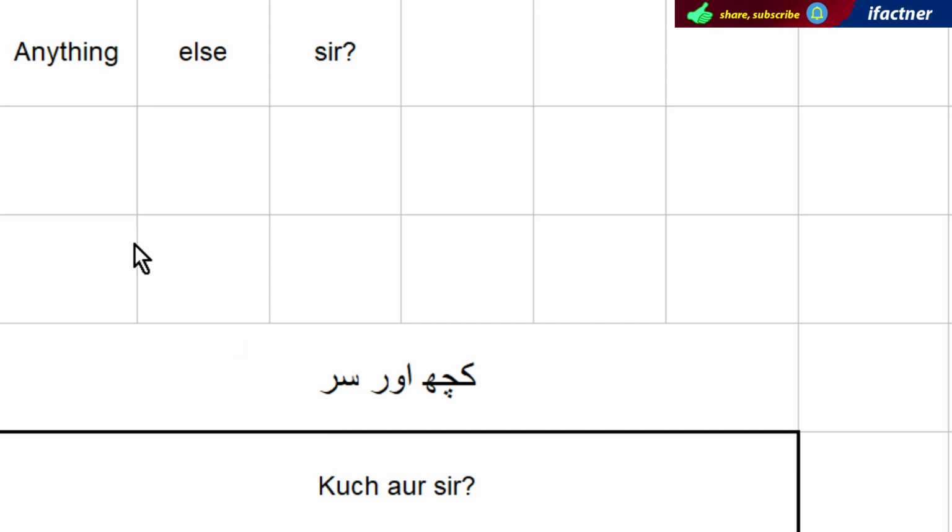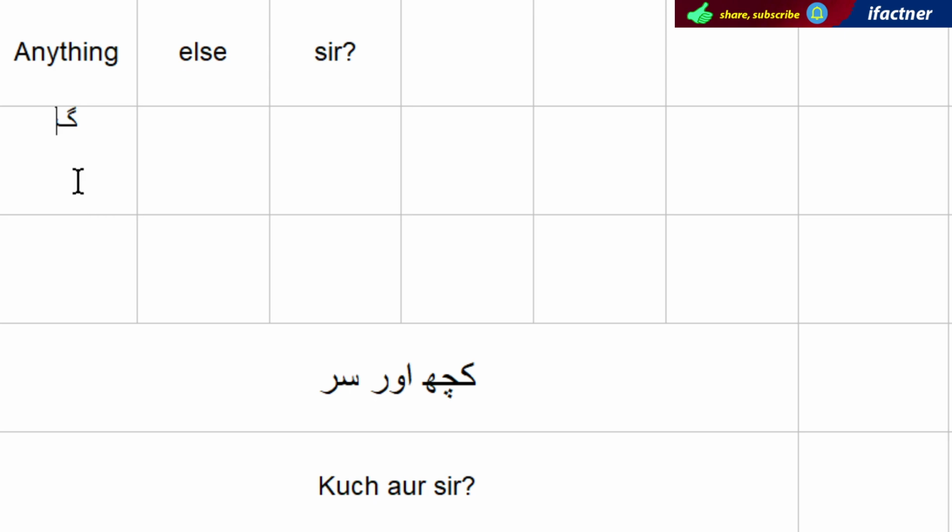Now the waiter asks, anything else, sir? It can be translated in Urdu as कुछ और, sir. Anything is kuch. Let me change my keyboard to English. Anything is kuch, else can be or, and sir is sir. Anything else, sir? Kuch or, sir.